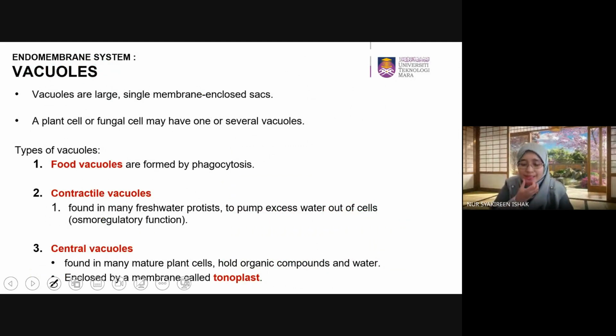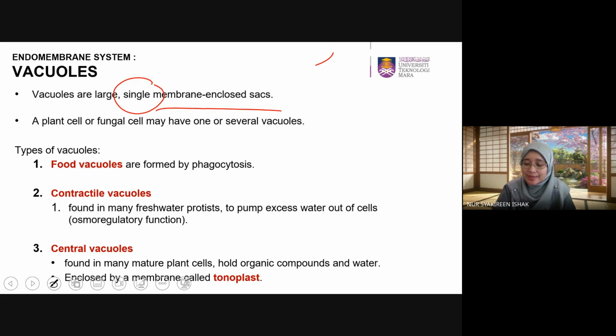Okay, so next one is vacuoles. Again, another component of the endomembrane system are vacuoles. So vacuoles are large single membrane enclosed sacs. Any organelles of the endomembrane system only have a single membrane, apart from the nuclear envelope.